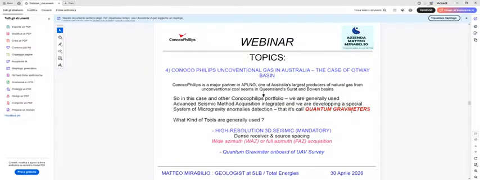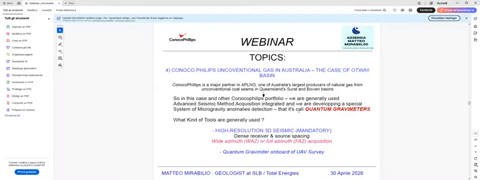So today the advanced seismic method acquisition integrated with mapping, for example, aerial and marine geophysical acquisition, is not always successful for the very high thin resolution of identifying the shale gas repository. So from this necessity, ConocoPhillips committed us to develop a new technology of exploration that is called quantum gravitors.